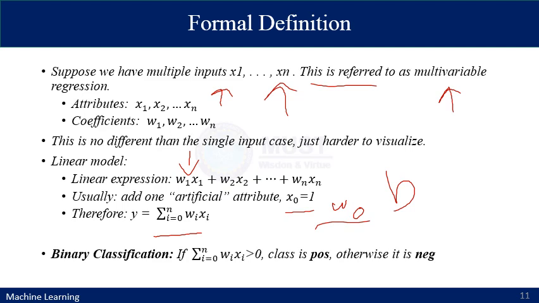On the other hand, if you employ it in a classification method, for example binary classification, and if the result of this prediction is greater than 0, the class will be positive, otherwise it will be negative.